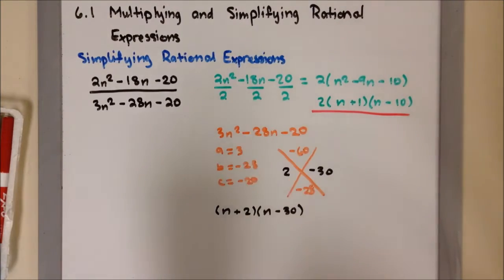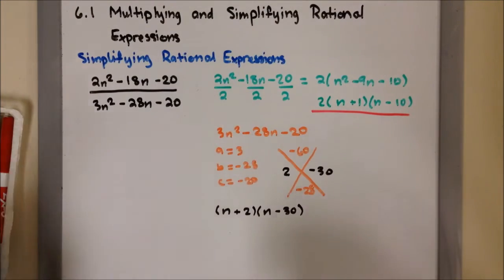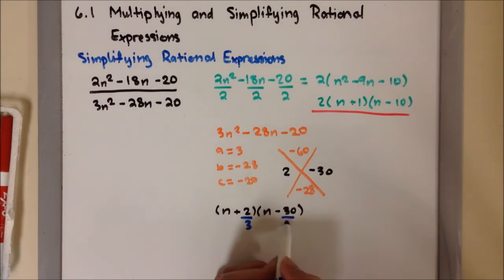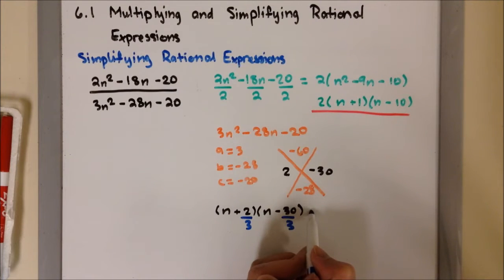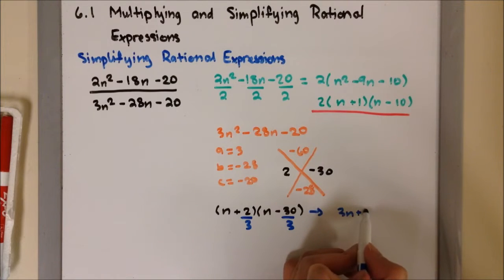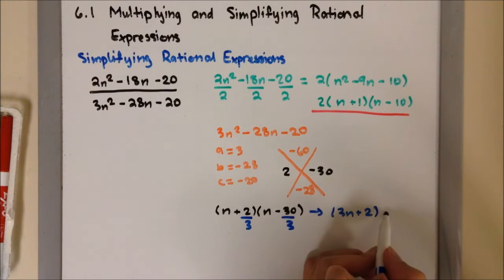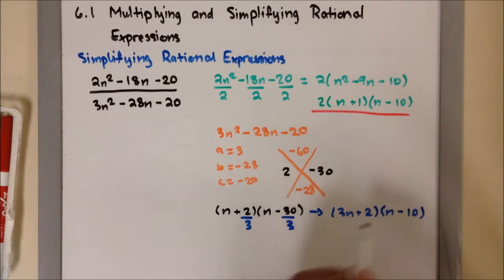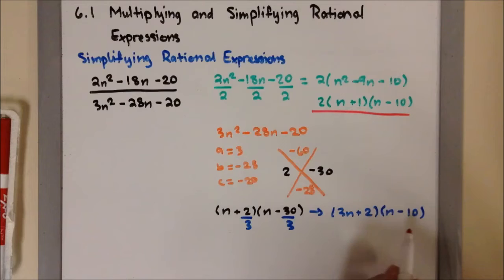Now remember, since a was not positive 1, I have to divide by our a value, which is 3. So therefore, this will be 3n plus 2 and n minus 10. And let me underline that.